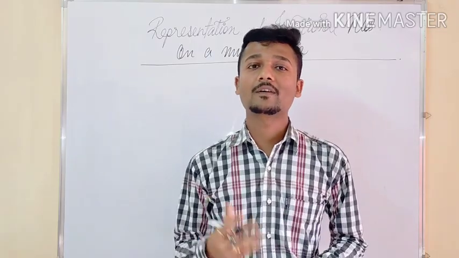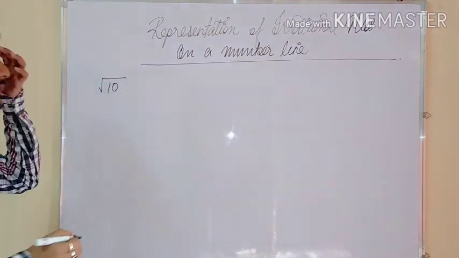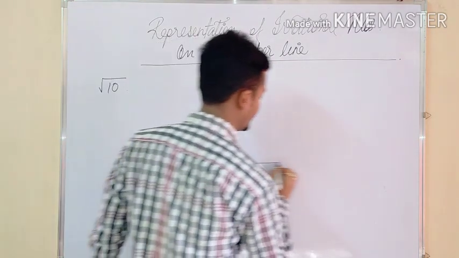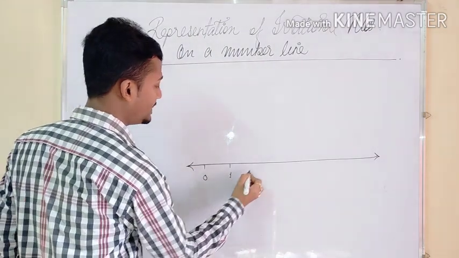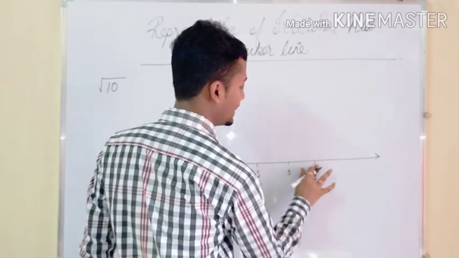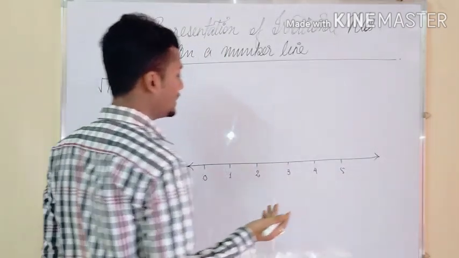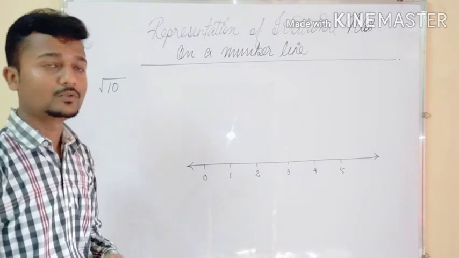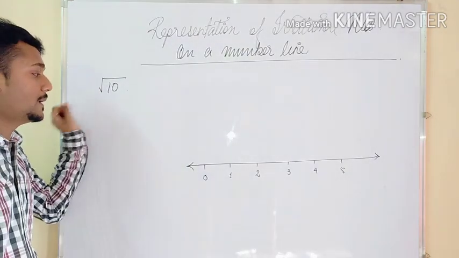Now let us try to solve another example. Root 10 on a number line. Okay, so how can we do it? You might be thinking that at first we will do root 2, then root 3, then root 4. Yes or no? You might be thinking such, but we can also go in a different manner to reach our goal. What is our goal? Our goal is to represent root 10 on a number line.